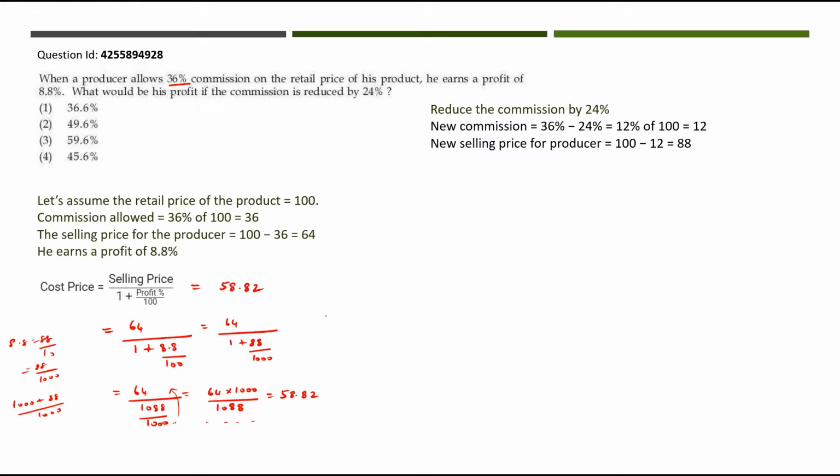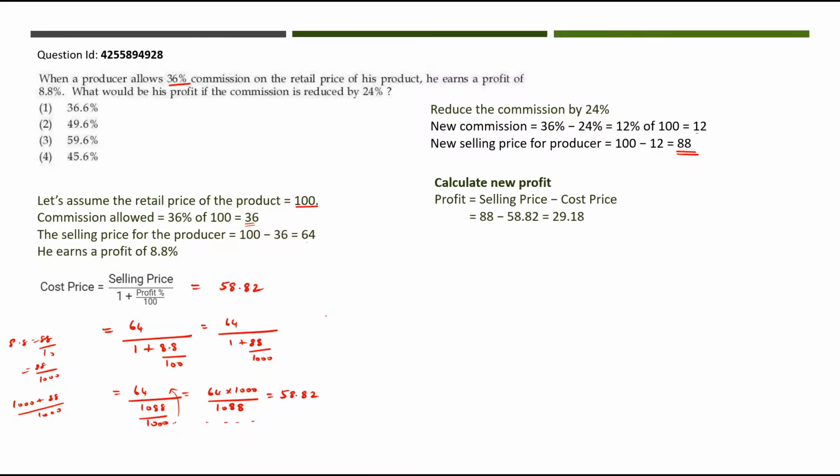Now we have to reduce the commission by 24%. So the new commission value is 36% minus 24%, which is equal to 12%. So we are assuming the retail price product as 100. 12% of 100 is 12. So the new selling price for producer will be 100 minus, since the commission is reduced by 12 rupees, the new selling price is 88. The earlier selling price with 36% commission is 64 and now it is 88 rupees.